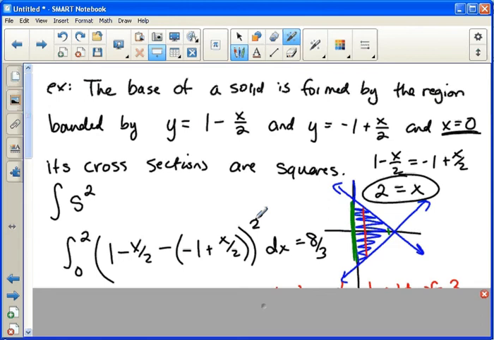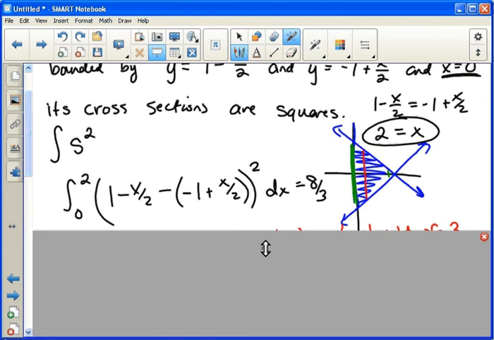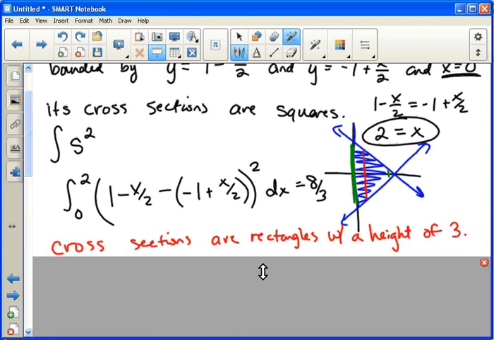Okay, now we're going to use this same base for several different shapes. So next, let's assume that the cross sections are rectangles with a height of 3. So in other words, when you come out of the board, this is a rectangle and the height is always 3 no matter where you come from.